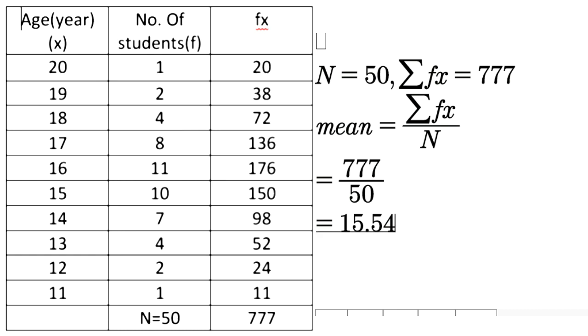Now in your question, age is given in years. That means the unit for the question is year. Therefore, in your answer you have to write that the mean value equals 15.54 years. So this is the mean value. Next we will find out the median value.